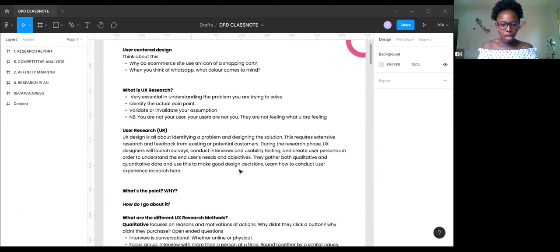Also, I have a definition of user research here. At any point, if you don't understand anything, you can ask me a question or drop your questions in the chat box and I will attend to it as soon as I can. User research is all about identifying a problem and designing the solution. Some of us think that it's just about designing a solution. Of course, you have to know the problem before you can design a solution to that problem, so that you're not just designing for designing's sake. This requires extensive research and feedback from existing and potential customers.